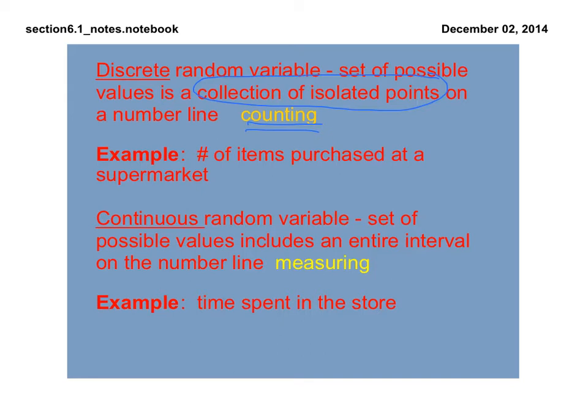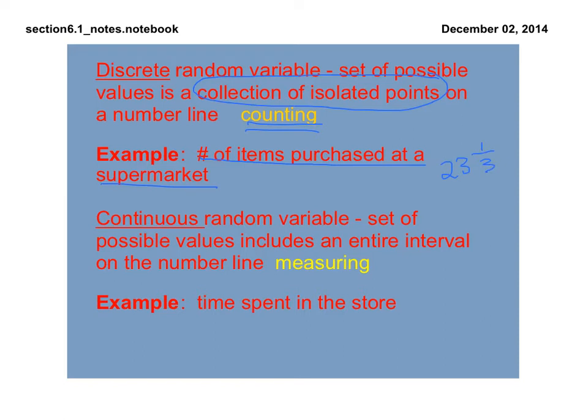They might be interested, at the end of my shopping trip, in the number of items that I purchased and are in my cart. Well, the number of items is going to be something countable, and it's going to take on basically integers or whole numbers. Whole numbers for number of items at the supermarket. You can't buy 23 and a third items. It's either got to be 23 or 24.